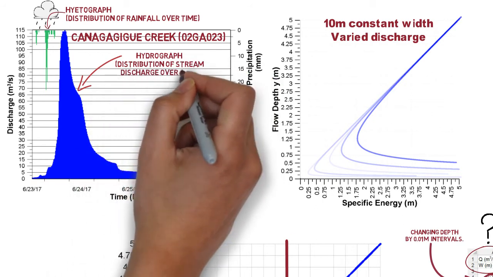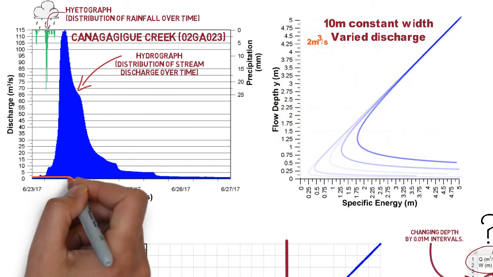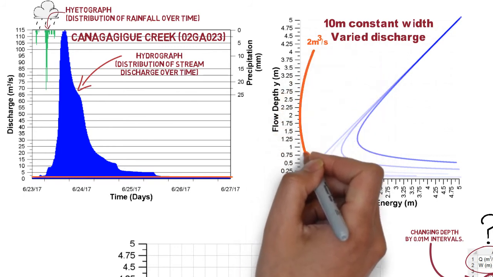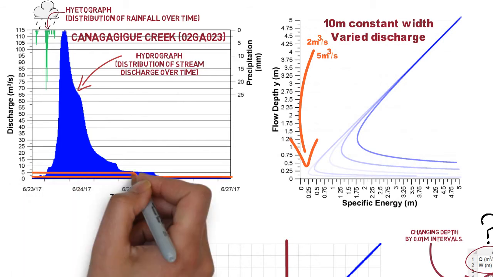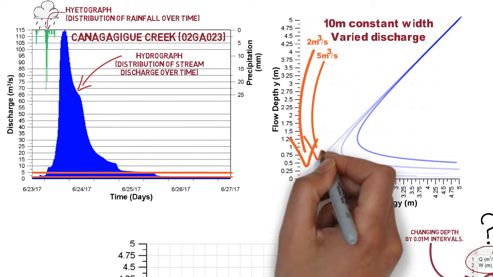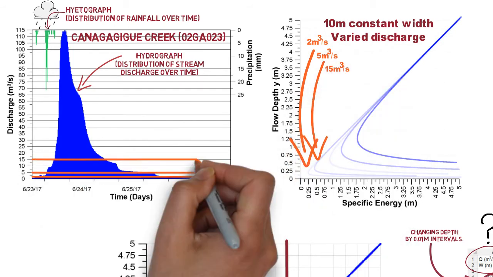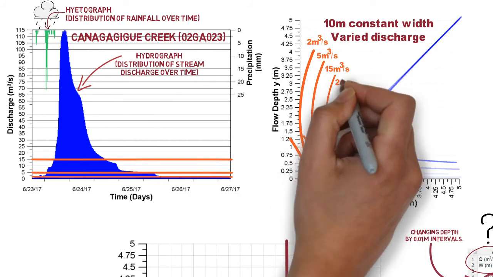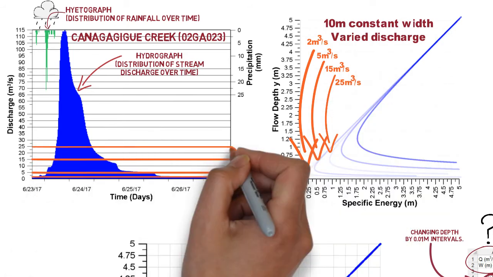So now if we look at a series of different discharges, let's say 2 cubic meters per second, it'll produce the hydrograph response for those locations and the specific energy curve that's on the lower left corner. As we increase the discharges, as we observe them in the field, we will note that we're producing a unique specific energy curve for each given discharge. And again, remembering that for this case, the width of the channel will remain constant.